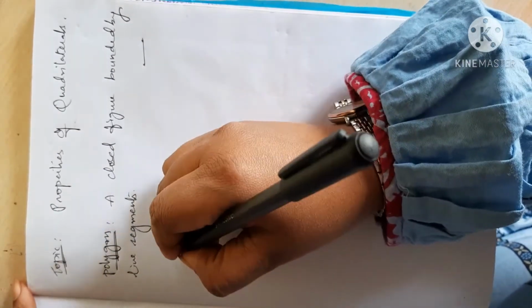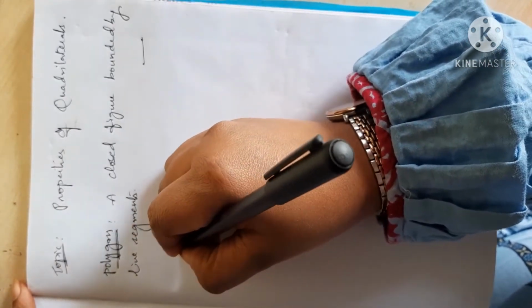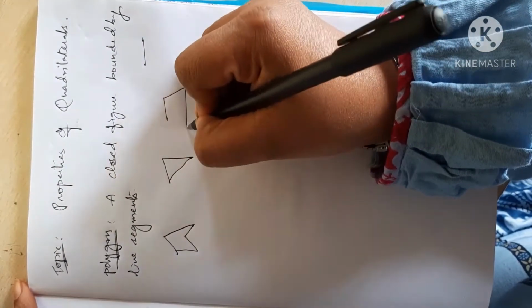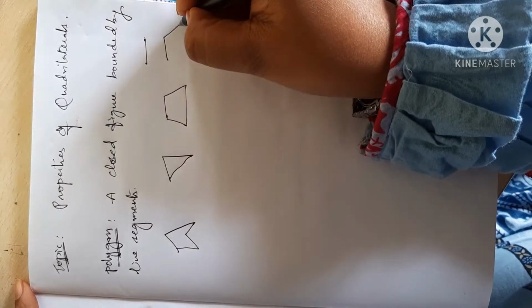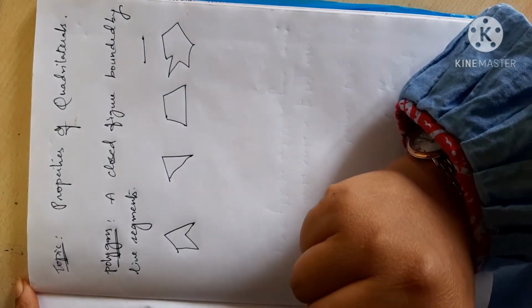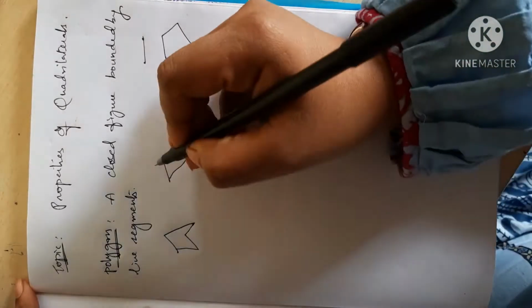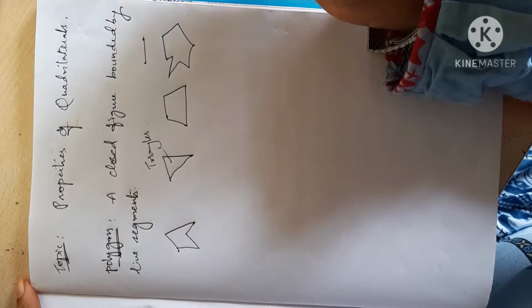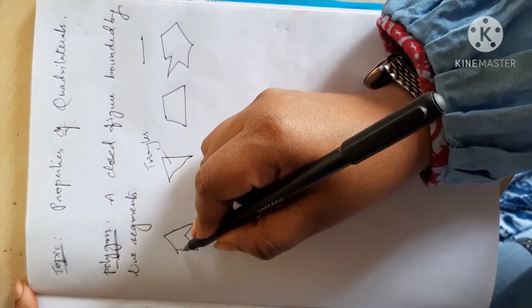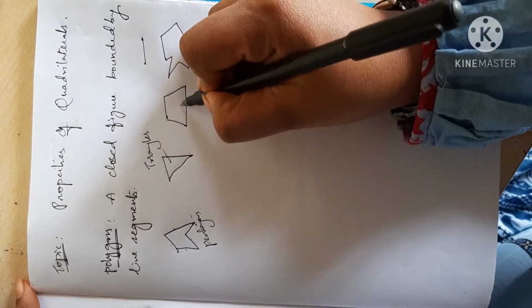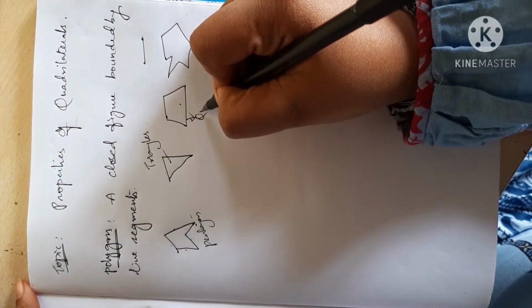It can be like this: 1 2 3 4 5, 1 2 3, 1 2 3 4, 1 2 3 4 5 6 7 8. All these are called polygons. Now what are quadrilaterals? A polygon having three sides is called a triangle. A polygon having 5 sides is nothing but a pentagon. A polygon having 4 sides is nothing but a quadrilateral.